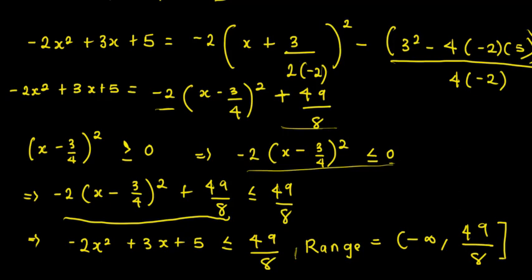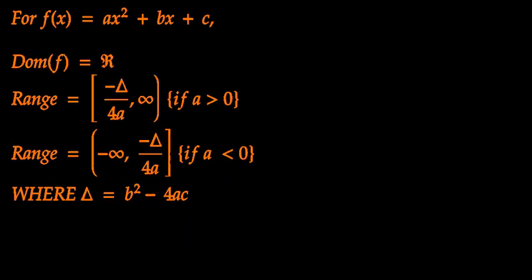So let's see if we can generalize everything we've done here. So we have the generalization here. For f of x equals ax squared plus bx plus c, our domain of f is going to be the set of all real numbers. Or you can basically denote it as minus infinity to infinity. They both mean the same.